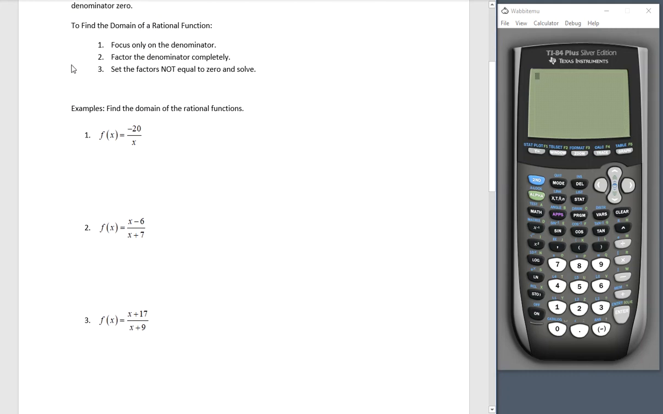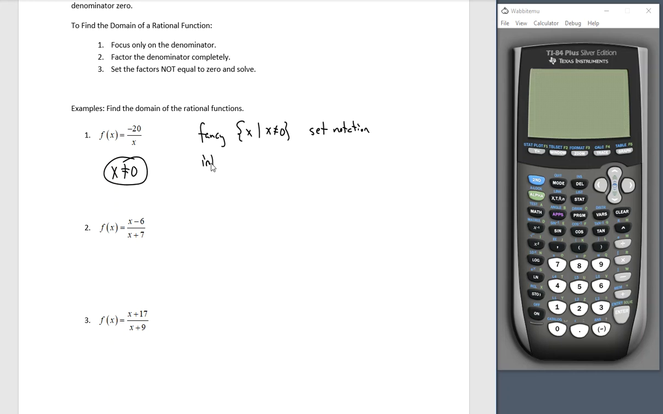All right, so find the domain. Focus only on the denominator, x. Factor that completely. That's factored. It cannot be zero. That's my domain. In fancy ways, this is the set of all x such that x is not equal to zero. This is actually called set notation, not fancy notation. I call it fancy notation because it has squiggly brackets, but it's set notation.